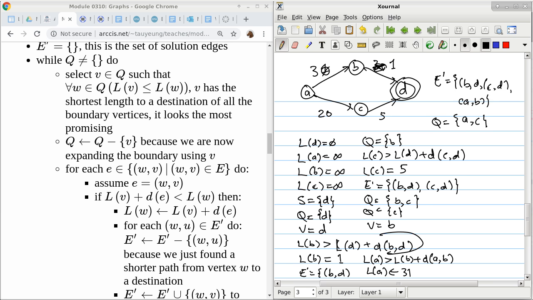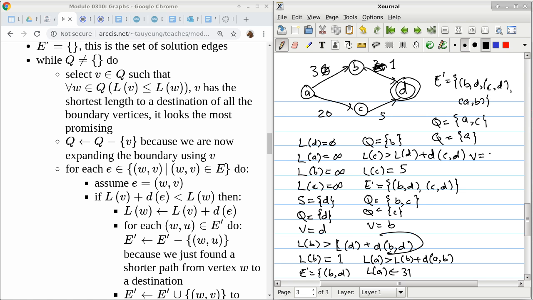We go back to the outer loop, which is the while loop. So the while loop says, okay, is Q empty yet? Because if Q is empty, I can go. Nope, Q is not empty. Q has got two elements. So now I have to use the greedy algorithm again and say, which one looks more promising? Which one has the lower L value? C has an L value of 5. A has an L value of 31. So looks like C is going to be the one that I pick. So now we say Q is just A because we take C out of the set.